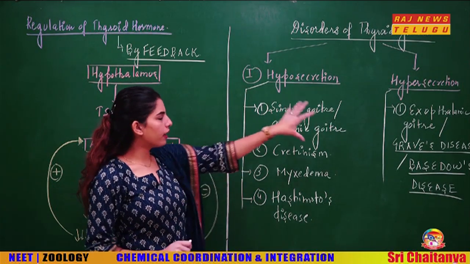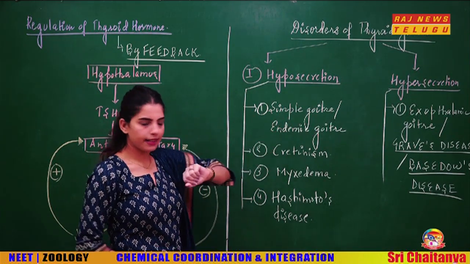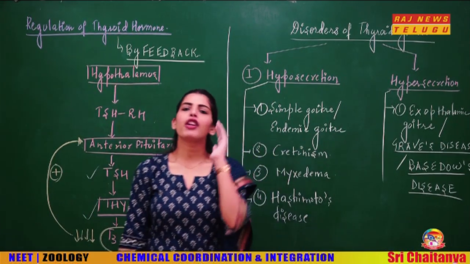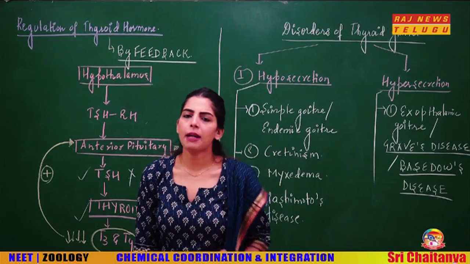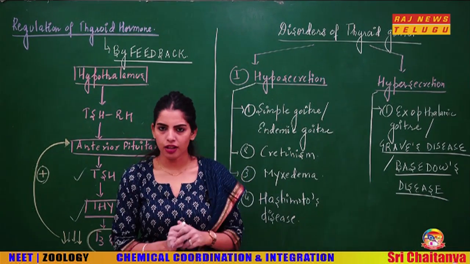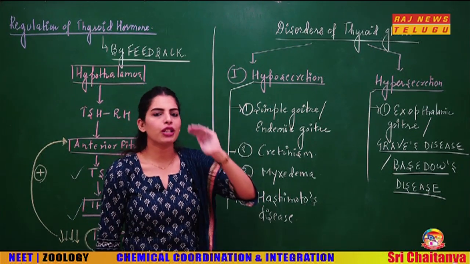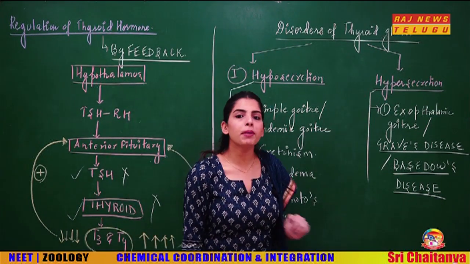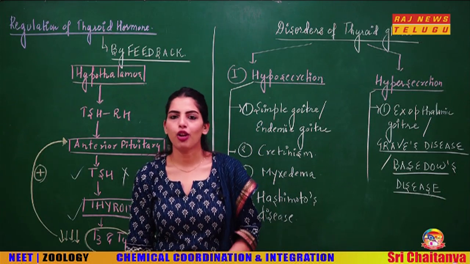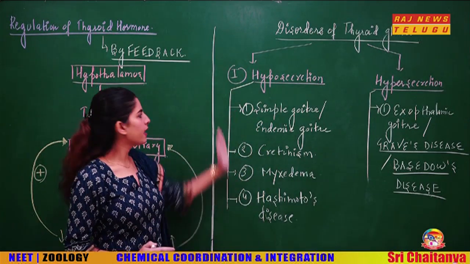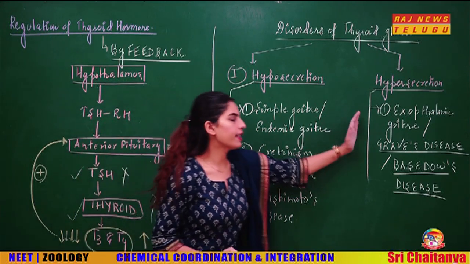I have divided this disorder into two parts. One is the hyposecretion, the other is the hypersecretion. We already know what hyposecretion and hypersecretion are. Once we say hypo, it means the amount of thyroid hormone is less. When I say hypersecretion, the amount of thyroid hormone is more. So I've written there are 4 diseases under hyposecretion. There's just one we are going to discuss under hypersecretion.